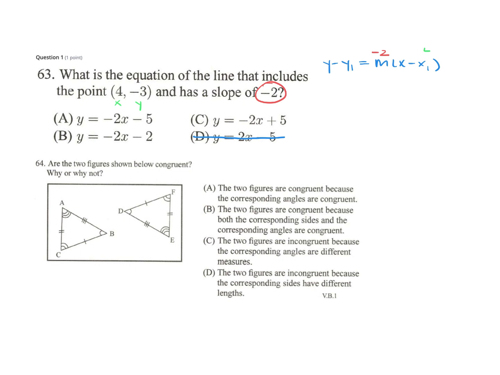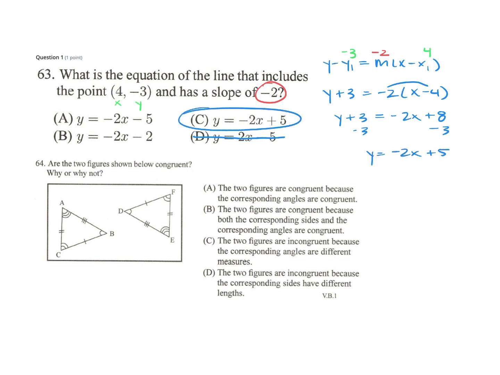So x1 is going to be 4, y1 is going to be -3. That gives me y plus 3 is equal to -2 times (x minus 4). If I distribute the -2, I get y plus 3 is equal to -2x plus 8. Make sure you multiply a negative times a negative is a positive. And then I'm going to subtract 3 from both sides. I get y is equal to -2x plus 5, which is option C.